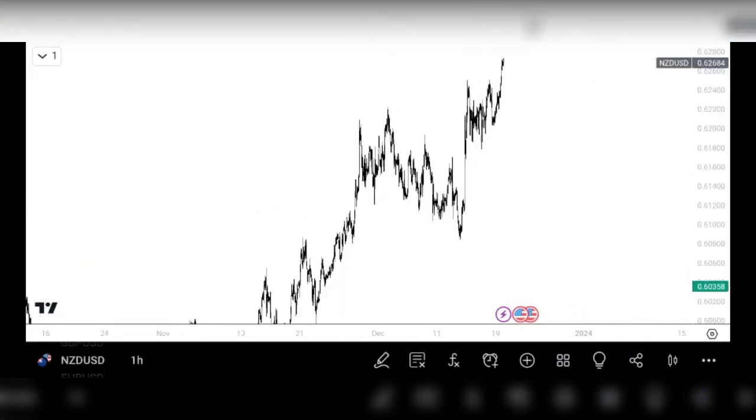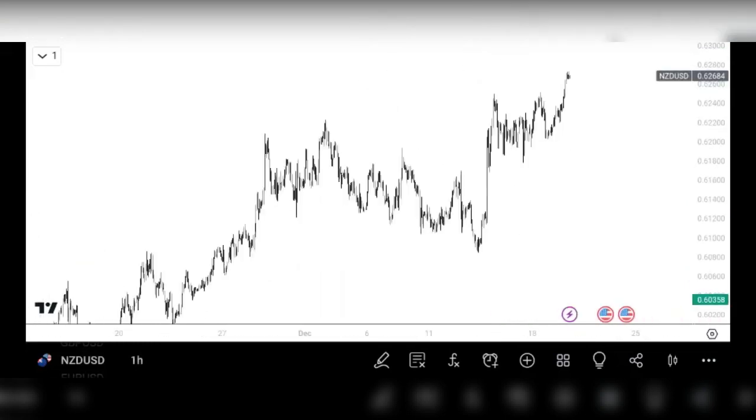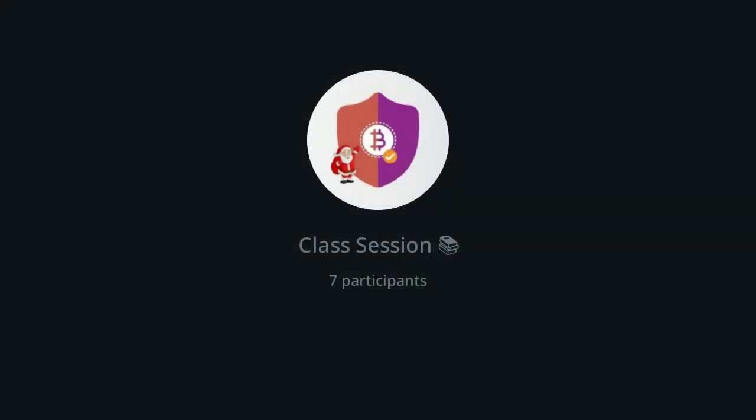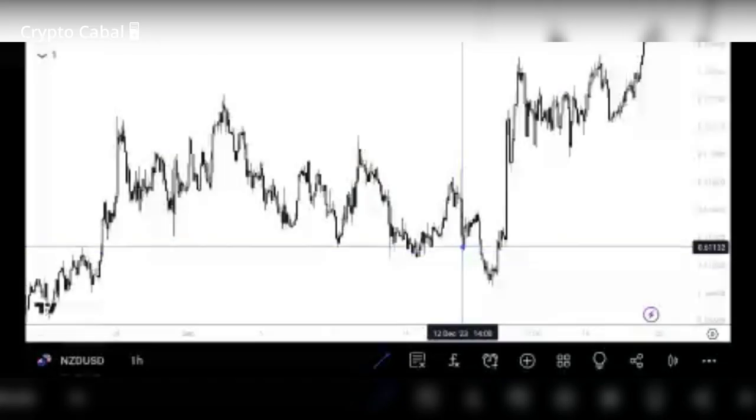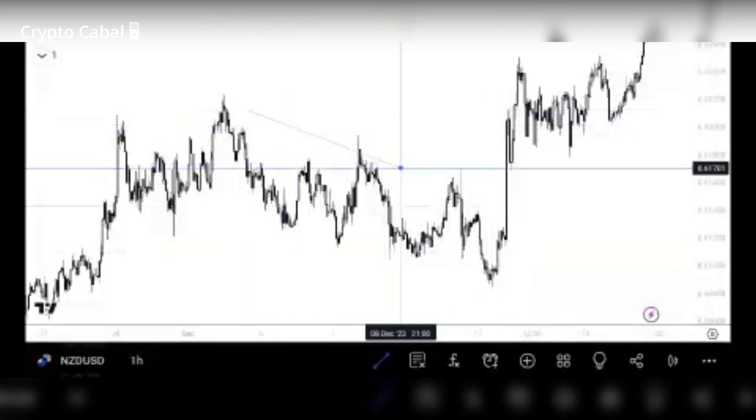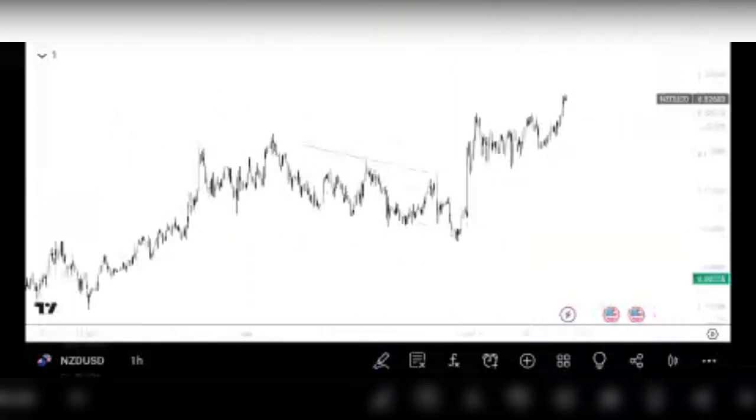Now look at this too. We have the first one here, second one, third one. We even have the fourth one. In the long run, what happened? Price took out everything, like everything, and that is how it works.